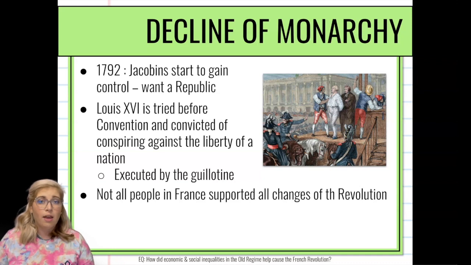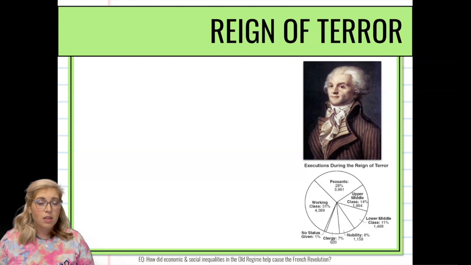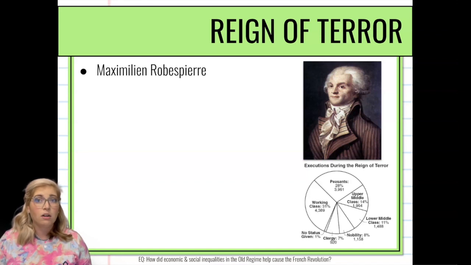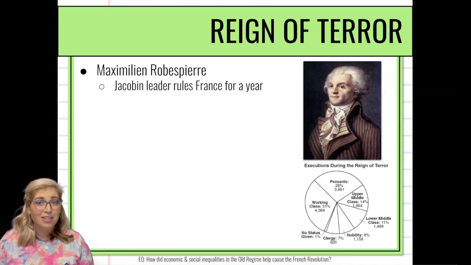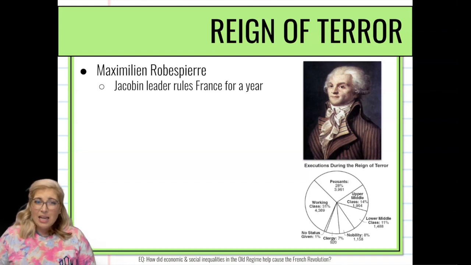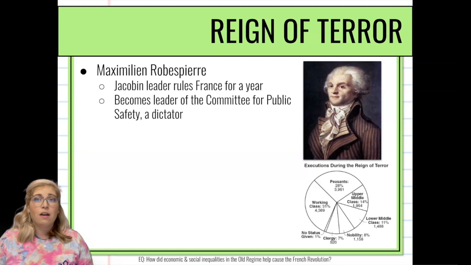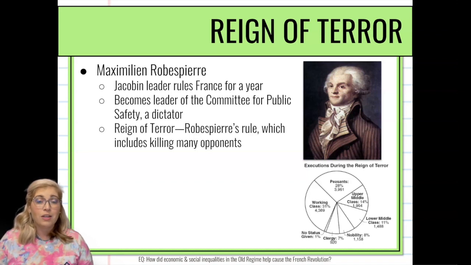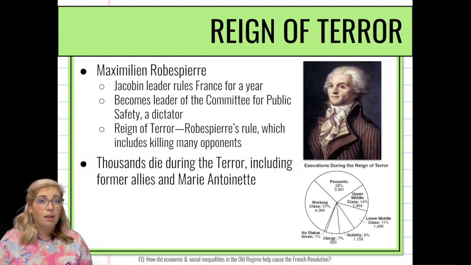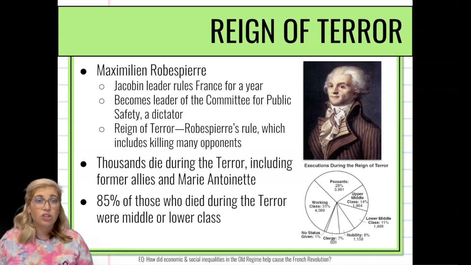After Louis XVI, enter Maximilien Robespierre. This gentleman here, he comes in. He was a Jacobin leader, and he rules France for a year, and it becomes not the best year in France's history. He is the leader of the Committee for Public Safety. He ultimately is a dictator, and his year is known as the Reign of Terror. So he killed a lot of his opponents. Thousands died during this Reign of Terror, including a lot of former allies, as well as Marie Antoinette. 85% of those who died during this terror were middle class and lower class. So the people he should have probably been fighting for actually turned against him.